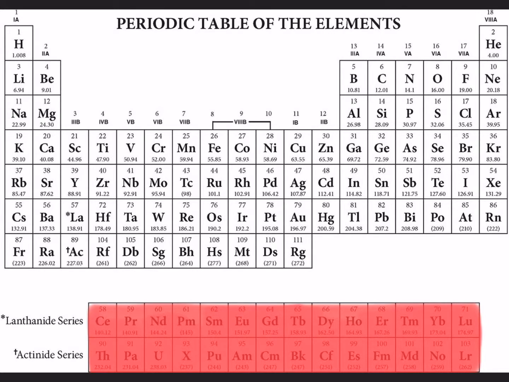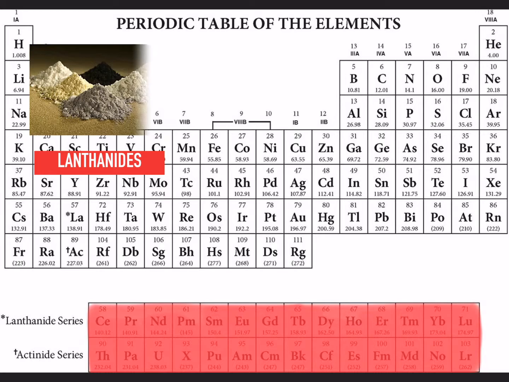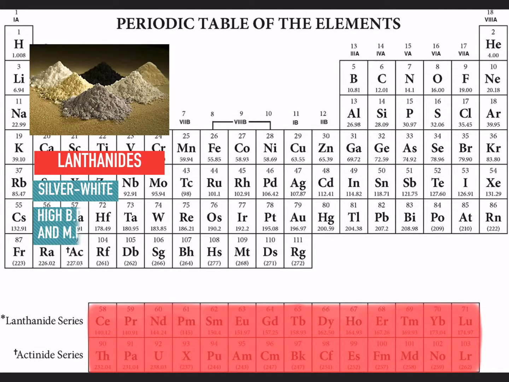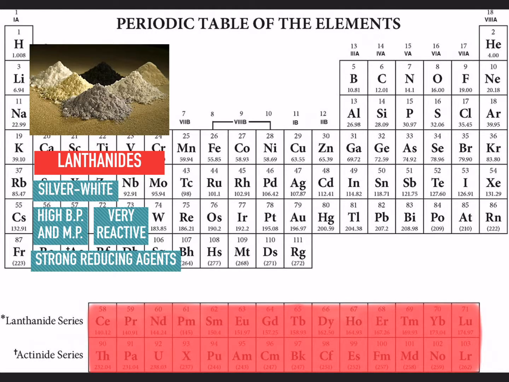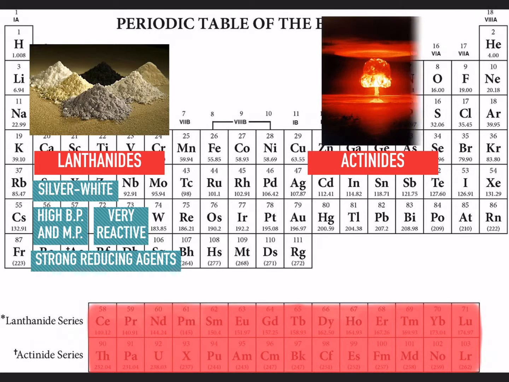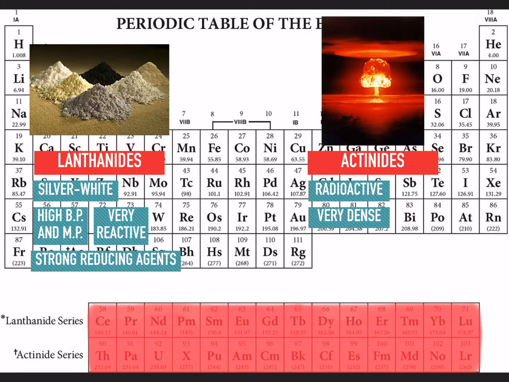The f orbital block is composed of the lanthanides and actinides series. Lanthanides appear silver white, have high boiling and melting points, are very reactive, and are strong reducing agents. Actinides are all very radioactive due to their overly large nuclei that are very unstable and dense and tend to undergo spontaneous fission.